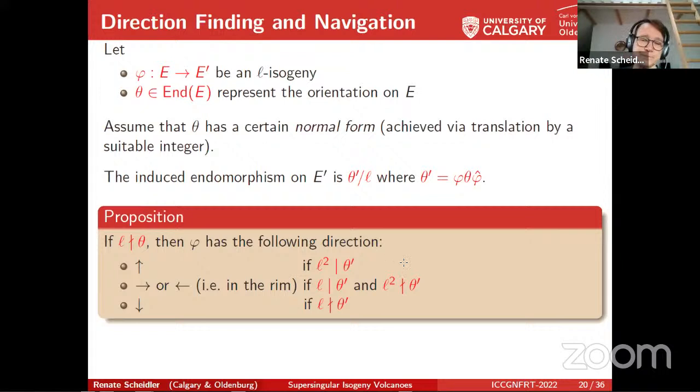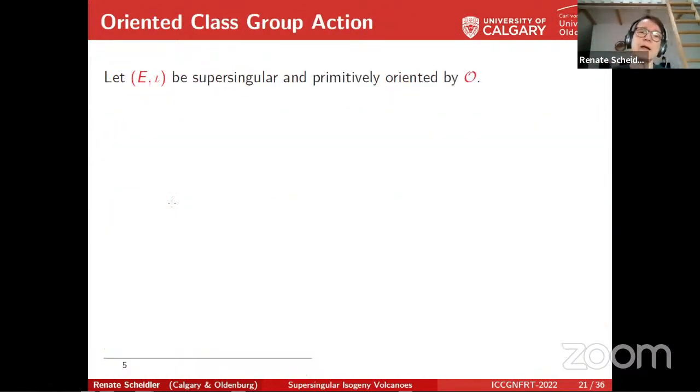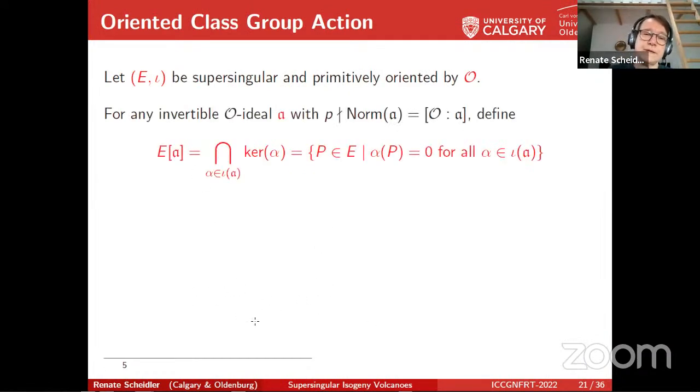So this divisibility by L gives you a way of detecting the direction of your edge and actually also walking along your edge. There's another method using the eigenvalues of this endomorphism acting on the L torsion, and people have also used this, but the problem is you're working over the L-adics, and every time you traverse an edge, you lose precision, and it's a bit complicated. So I just want to mention this is not the only way to do this, but this is the way that we used. And so now, here is how you do pathfinding.